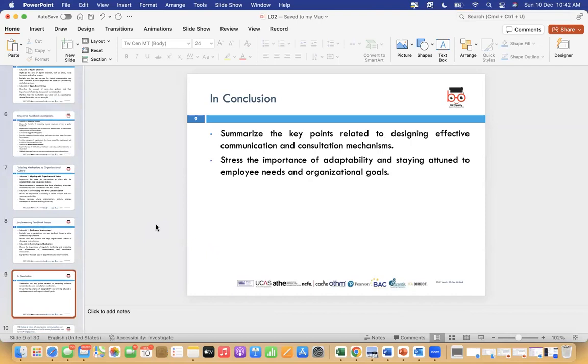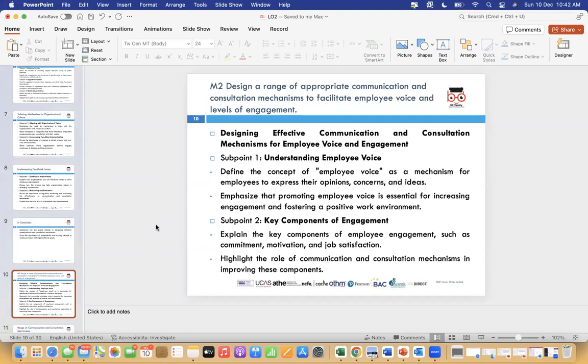So again, we have gone through all of that, how it's important to adapt in the organization to cater to your associates' needs so that you can reach the organization goals, right? And proper communication is so important as well. Then we're going to design a range of appropriate communication and consultation mechanisms to facilitate employee voice and levels of engagement.